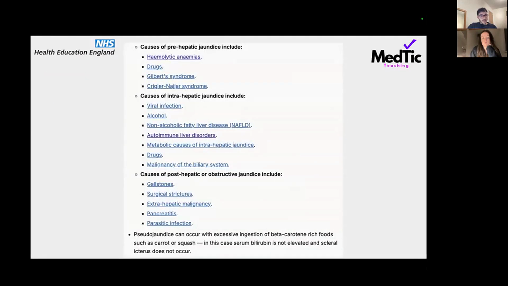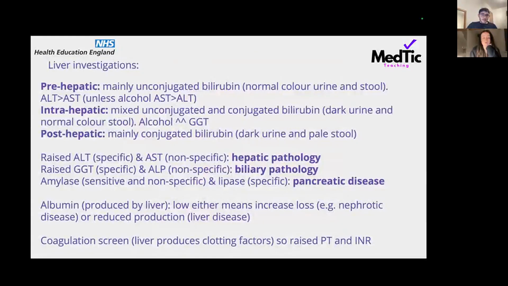And this is quite a good summary to think about the way of systematically thinking about the cause of jaundice. This is from the NICE guidelines, or the NICE clinical summary guidelines. I've put a slide together just to try and systematically go through liver investigations, and try and discern where the pathology is.